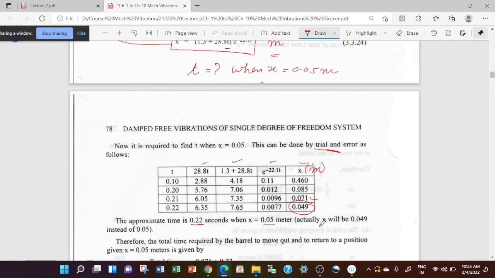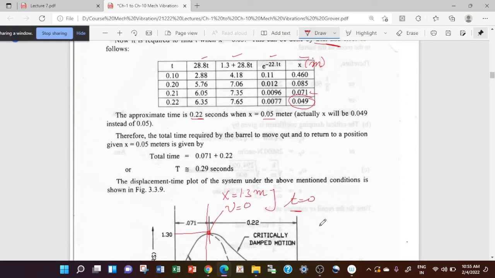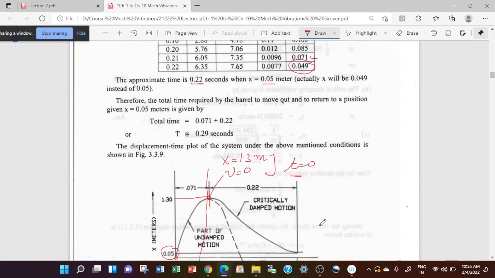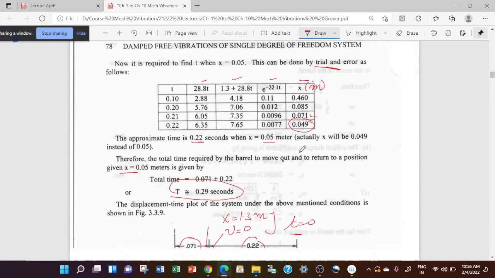So the total time which the gun will take to achieve the 0.05 meter value of its barrel is this one plus this one. It comes out to be 0.29 second. So this is the result you can have.